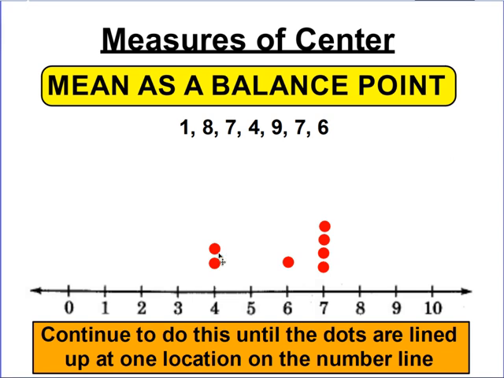The outside ones again, the 4 and the 7 are on the outside. So I'm going to take one of the 4s and one of the 7s and move them in. So one of the 4s moves to 5, one of the 7s moves to 6. Take the outside ones again. So 4 goes to 5 and 7 goes to 6, just like this. Take the outside ones again, move them in one. And what you'll notice is all the dots line up at 6. So that shows us that 6 is the balance point, which is also the mean.